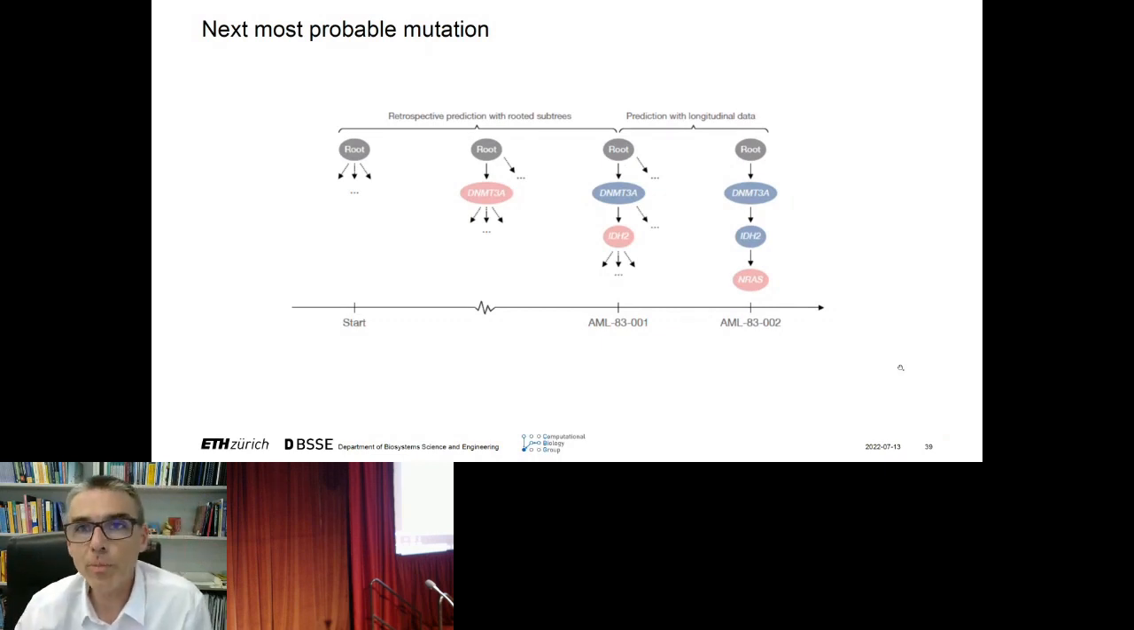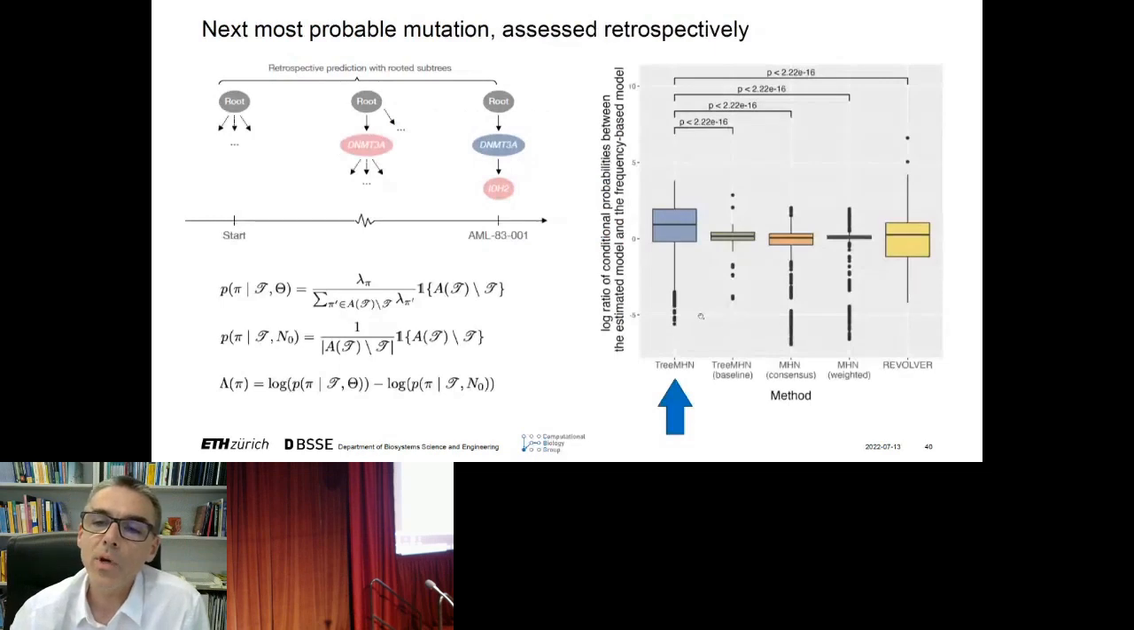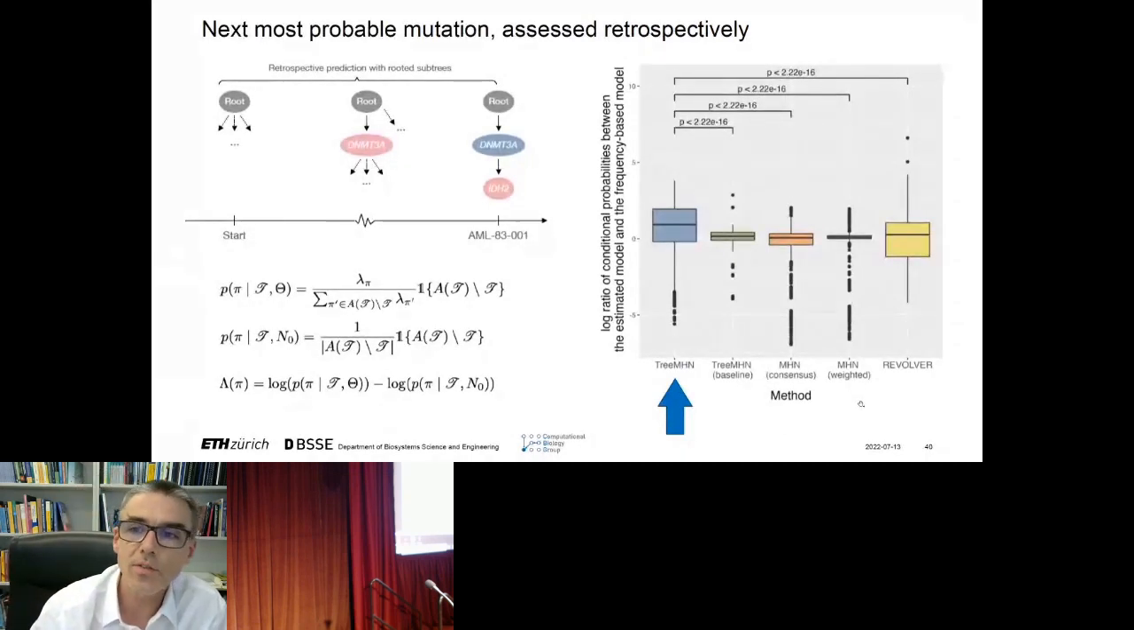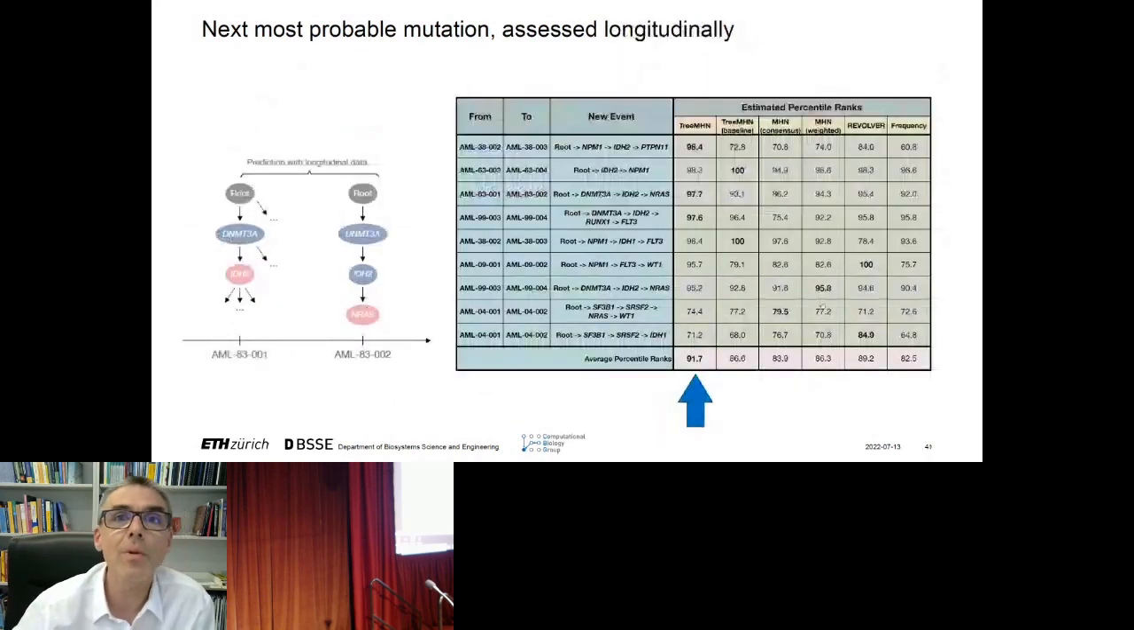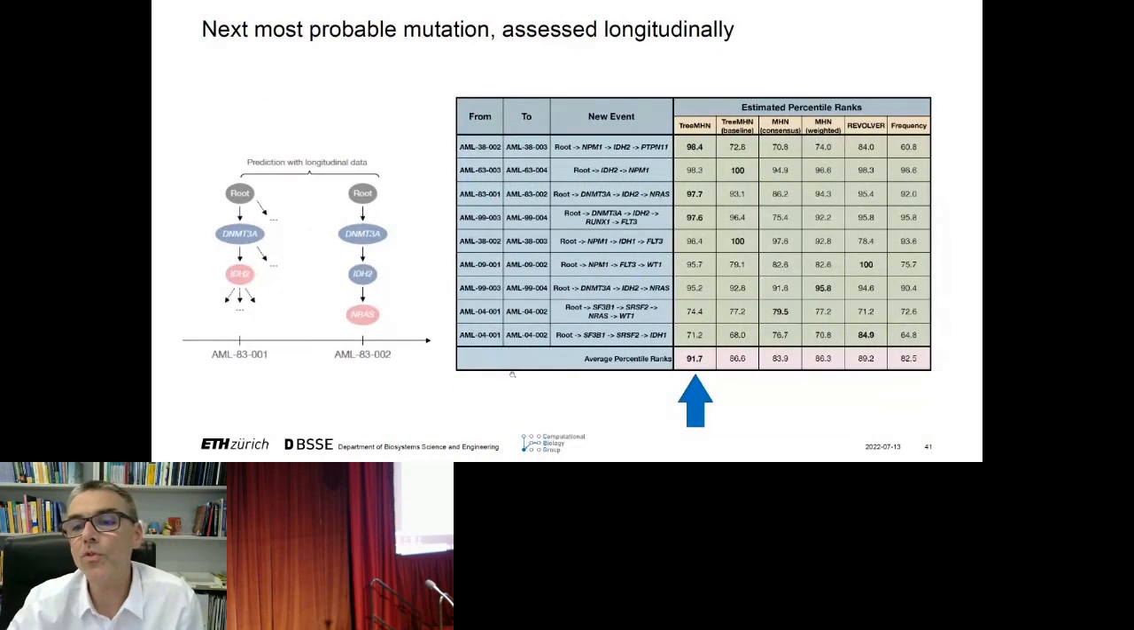Now, first looking at the retrospective assessment, this is shown here, and we're comparing the log odds ratio of our model compared to a baseline model that just takes the marginal frequency of the mutations into account. And again, comparing it to a number of alternatives here, it turns out that our predictions are significantly better. So there is a certain amount of variation in that sequencing data, in the evolutionary process, that is actually reproducible and can be predicted.